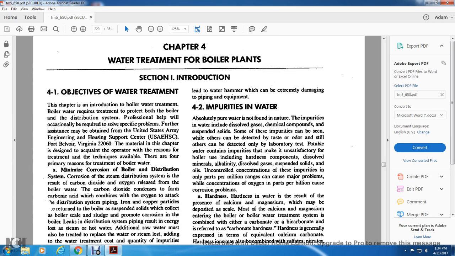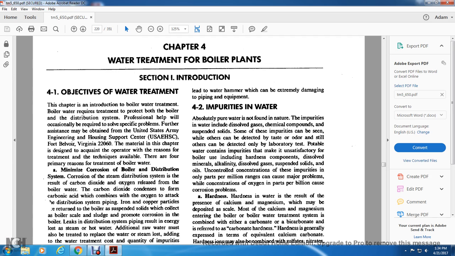4.2 Impurities. Absolutely pure water is not found in nature. The impurities of water include dissolved gases, chemical compounds, solids, and suspended solids. Some of the impurities can be seen, while others are detected by taste or odor, and still others are detected by laboratory tests. Potable water contains impurities that make it unsatisfactory for boiler use, including hardness components, dissolved minerals, alkalinity, dissolved gases, suspended solids, and oils.